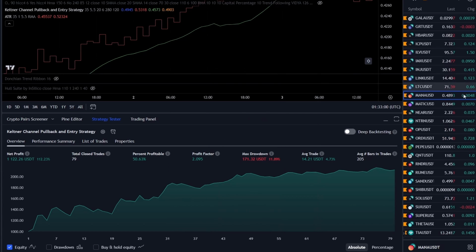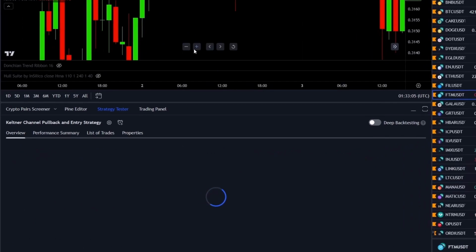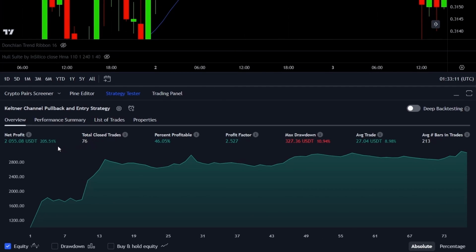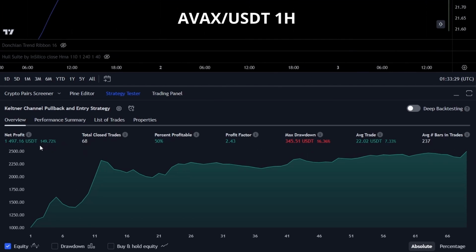The next one is the FTM USDT 1 hour chart. Again, great results: 76 trades, over 200% net profit, 2.5 profit factor and only 11% maximum drawdown. We also have the AVAX USDT 1 hour chart with 68 trades, 150% net profit, 2.43 profit factor, and 16% maximum drawdown.